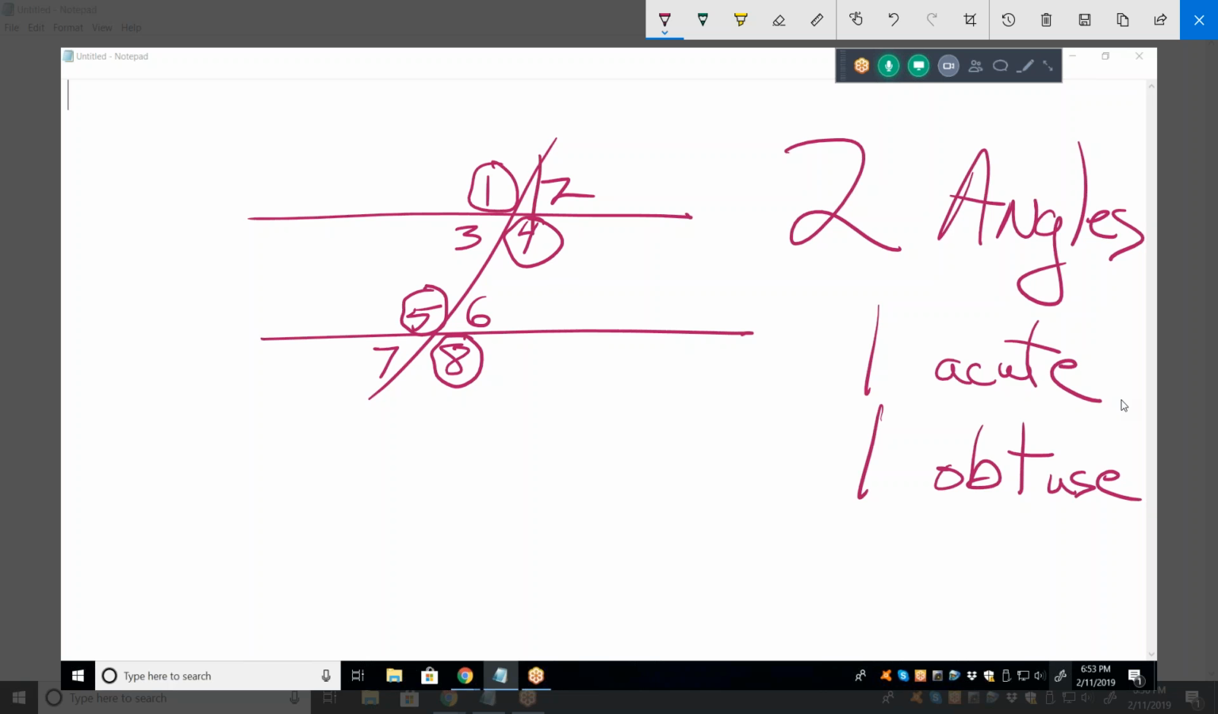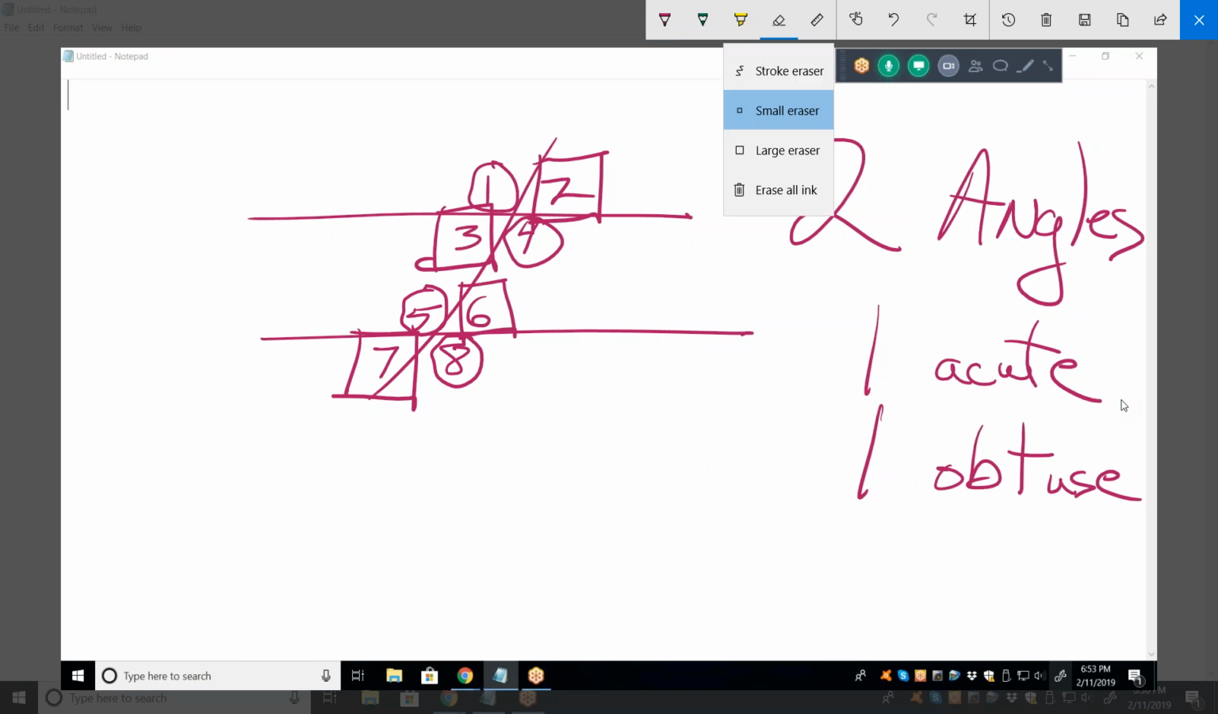Every acute angle is the same. And that is all you really need to remember about parallel lines and a transversal: you only have 2 angles. And all you have to do is tell whether one is acute and one is obtuse. Now, there is a small problem with that reasoning.